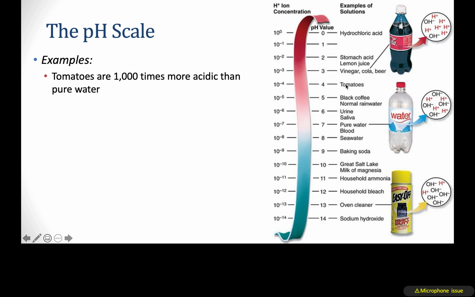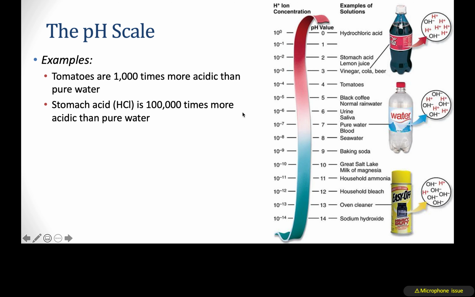But if we look, pure water is 7, tomatoes are 4. So I'm taking 1, 2, 3 steps down. I'm taking 3 steps toward the more acidic side. And for each step I take, you add a 0. So 7, 1, 2, 3, down to 4. That's 3 steps, 3 zeros, 1,000 times more acidic. And you have to pay attention to what direction you're moving, because I could also say pure water is 1,000 times more basic than tomatoes. So there's a phrasing that you have to pay attention to as well.